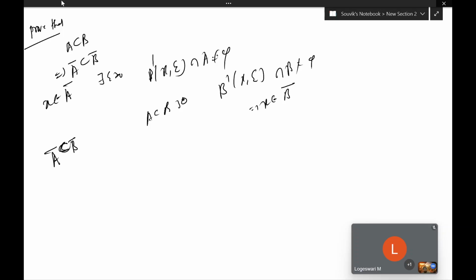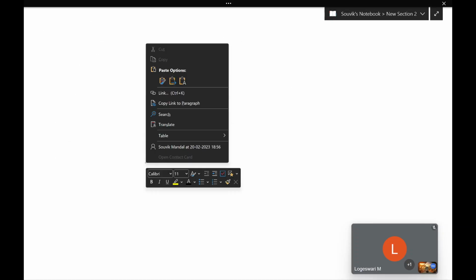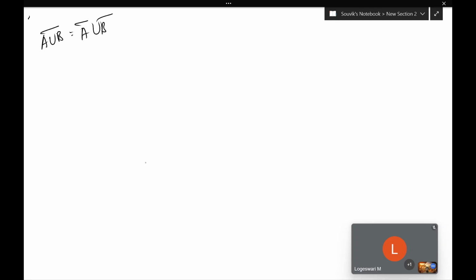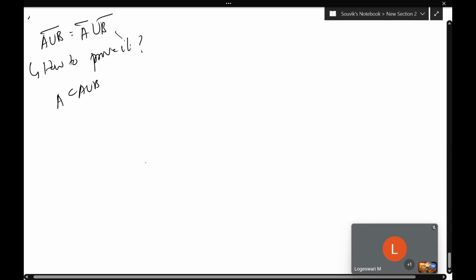The other thing is that A union B whole closure equals A closure union B closure. How to prove it? Observe that A is a subset of A union B. So obviously A closure is a subset of A union B whole closure.